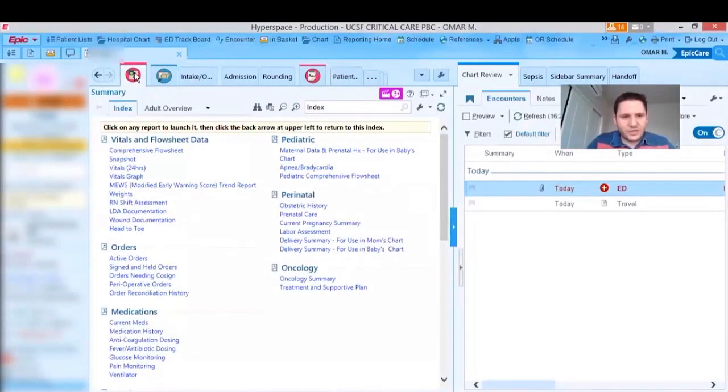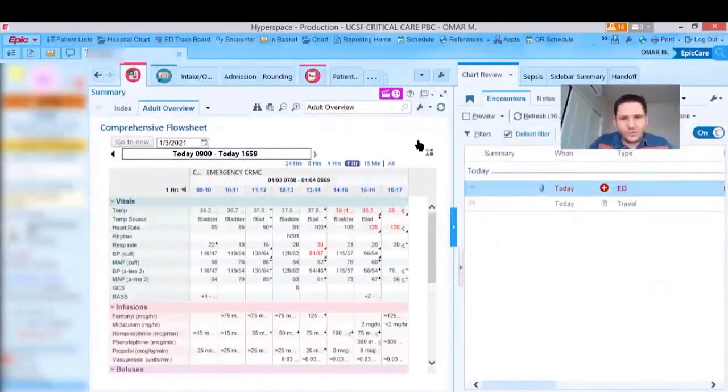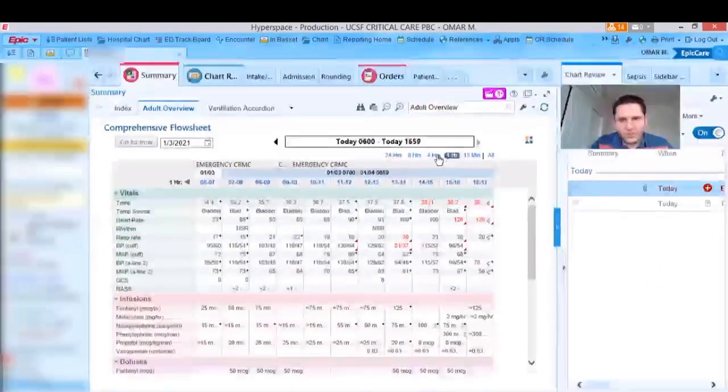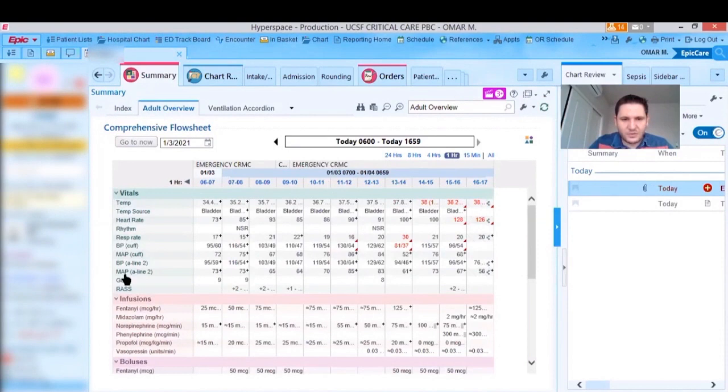This is how I start my chart checking. Basically, I have these tabs here, and the summary. I go to adult overview, and from there you can see I usually change it to 1 hour. In the hospital you have a bigger screen, so you have a better view than this one. So you will see the trend of the temperature.